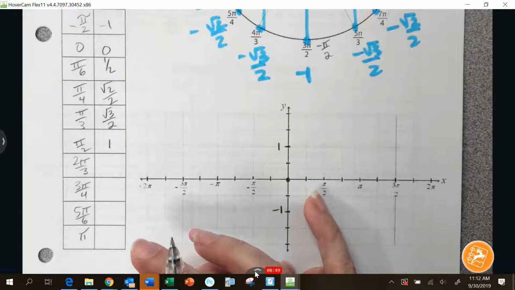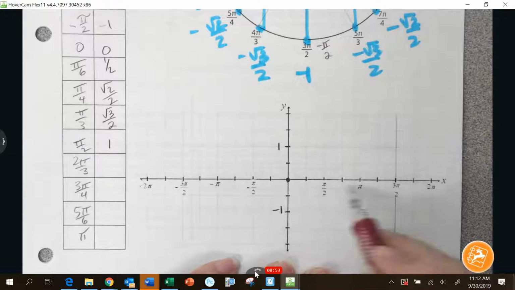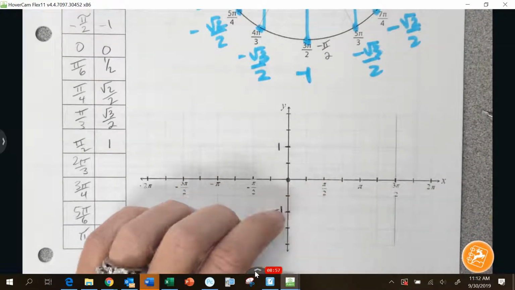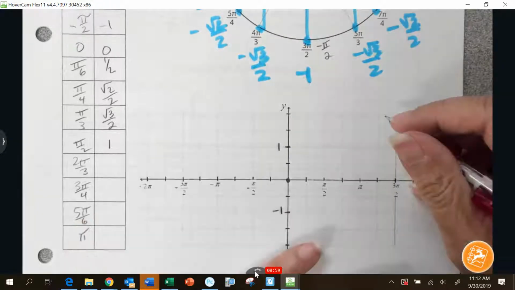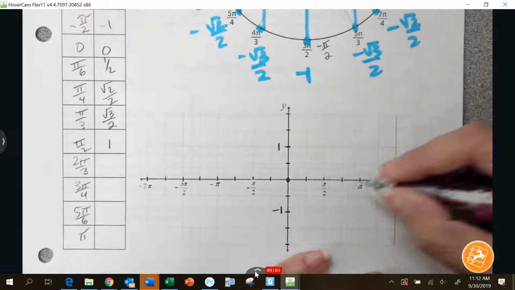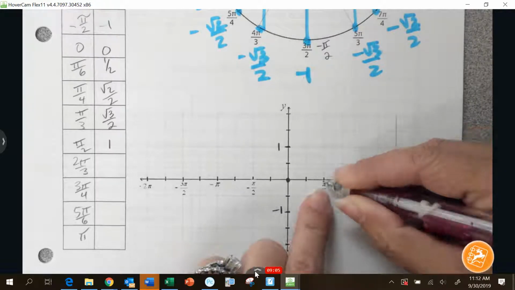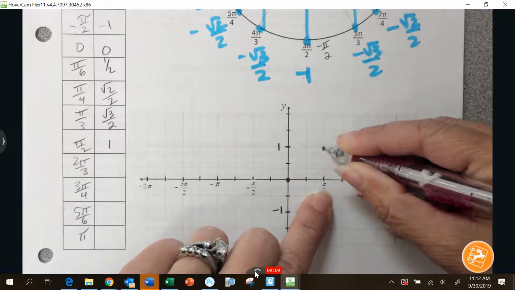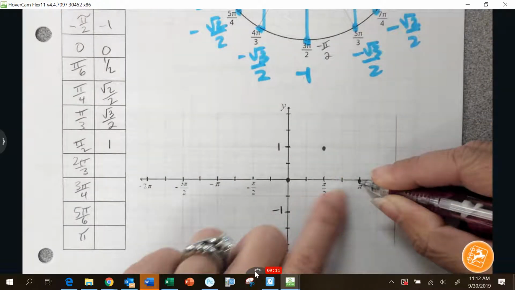So you're going to use your brain. If what you need to graph is not here, but it's somewhere, but it's not actually labeled for you, you figure out where it would be as exact as you can. Here's pi, and here's pi over 2. I do have those sine values. What's pi over 2? 1, and pi is 0. I do have those sine values.